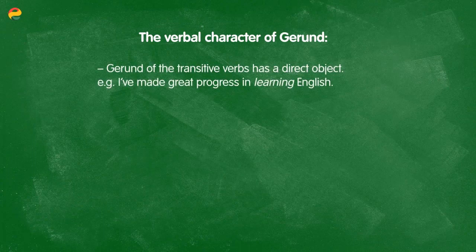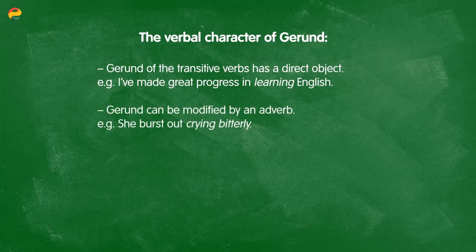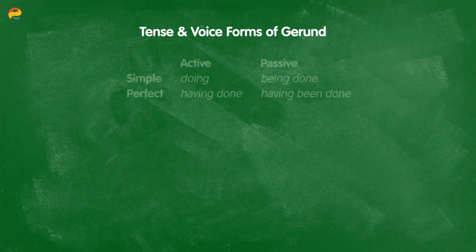A gerund of a transitive verb takes a direct object. For example, I've made great progress in learning English. The gerund can also be modified by an adverb. She burst out crying bitterly. And since we're talking about forms of the gerund, I would like to bring your attention to this table.